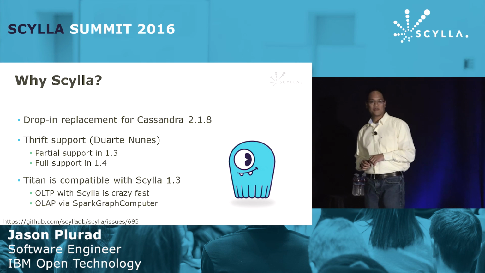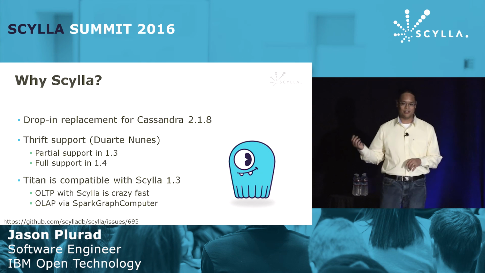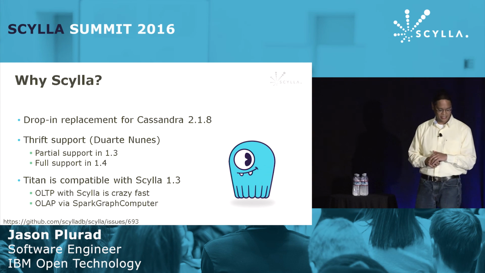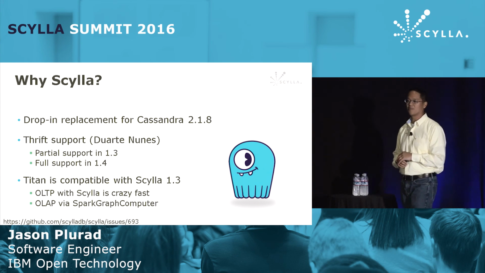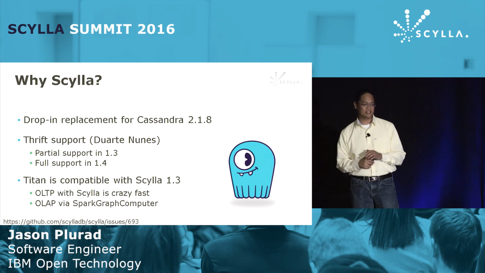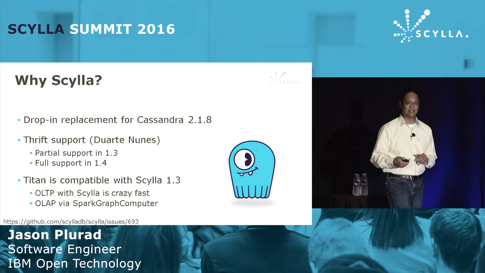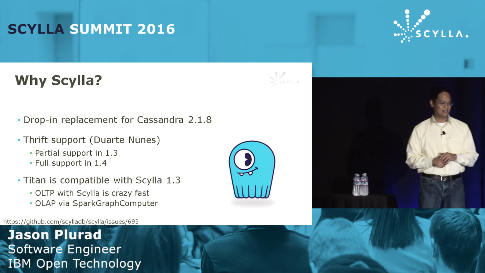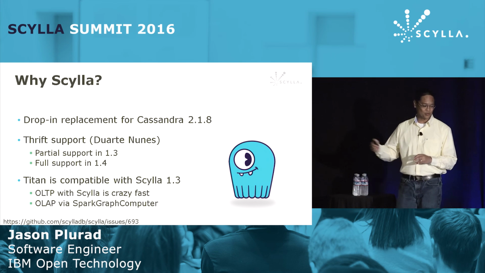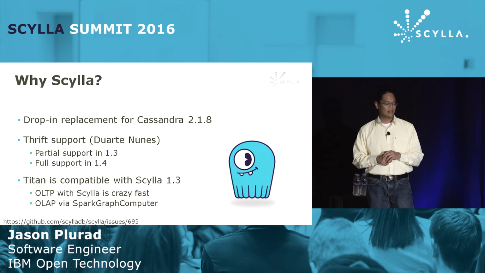So in December this past year, my fellow PMC member over at TinkerPop, Ted Wilmes, attempted to just go ahead and copy a key space over from Cassandra and use Scylla. And he immediately ran into unsupported exceptions with Thrift. Titan is built on Thrift, so it hasn't moved over to CQL yet.